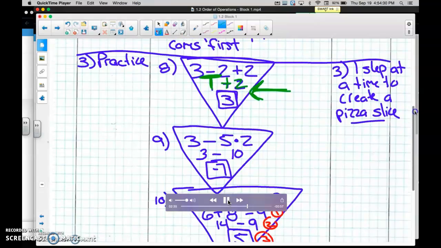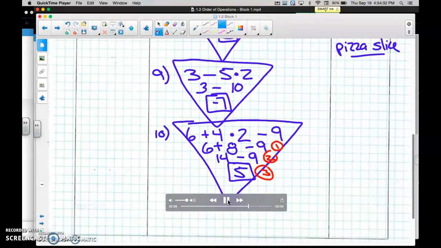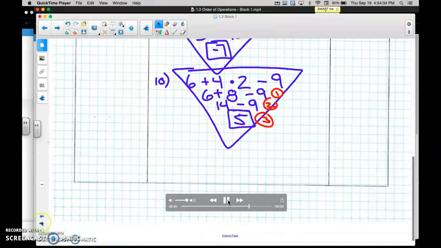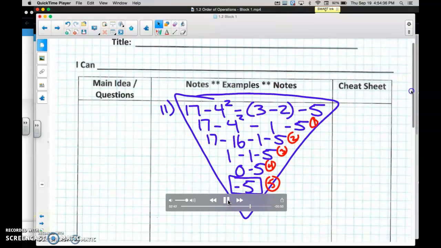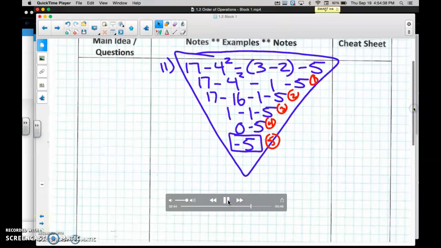Okay, I'm going to skip on down. Actually, I'm going to go to the next page and show you number 11. This was a bigger problem, yes or no? As you can see, the problem got smaller and smaller, which made our pizza slice.